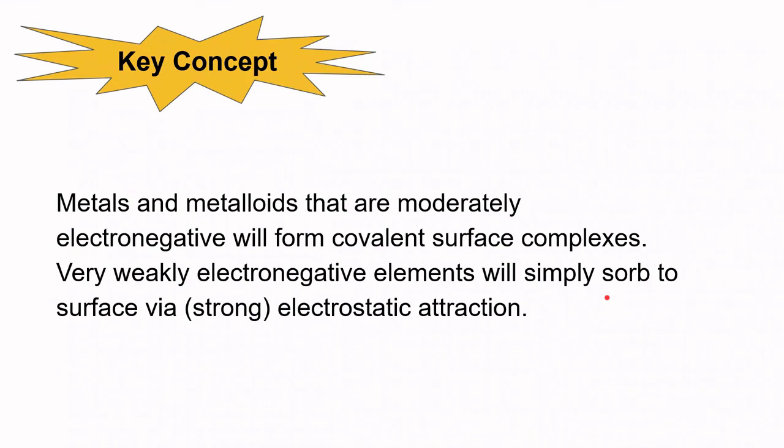So just to summarize this point, metals and metalloids that are moderately electronegative will form covalent surface complexes, whereas very weakly electronegative elements will simply sorb to the surface via a strong electrostatic attraction. Again, this is a strong attraction because it's an inner sphere complex, and so these ions have a very, very high charge density because there's not water surrounding them to dilute their charge density. So it is still a strong ionic bond with the surface, but it's really not nearly as strong as a true covalent bond with electron sharing between oxygens.